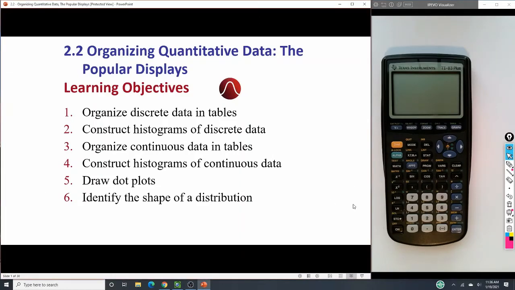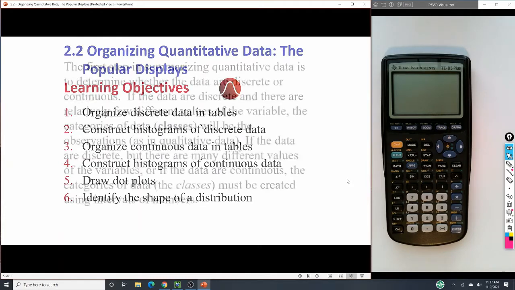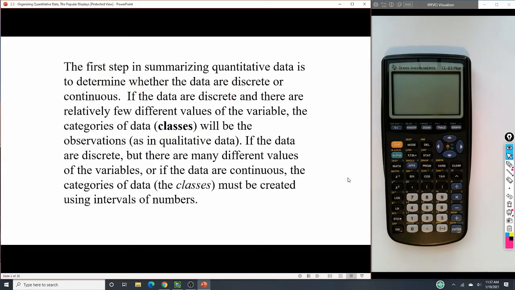All right, 2.2, organizing quantitative data, also called the popular displays. So we have quite a few objectives here, so let's get moving on through those, okay? The first step, determining quantitative data, is to decide whether we have discrete or continuous, because we have to handle those two things differently, and we may have to deal with some classes and different things like that. So we first need to do that.